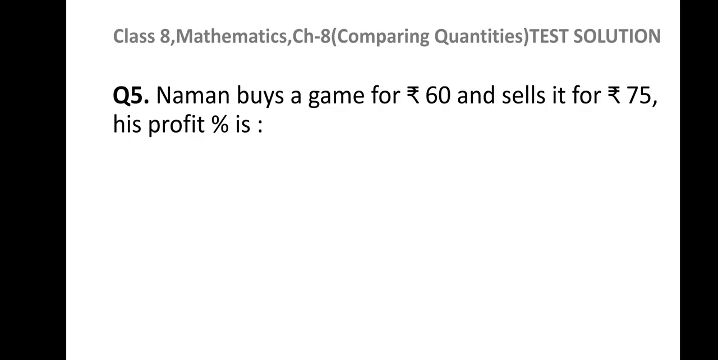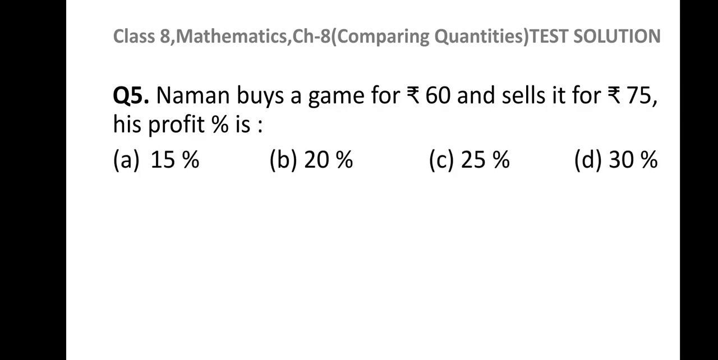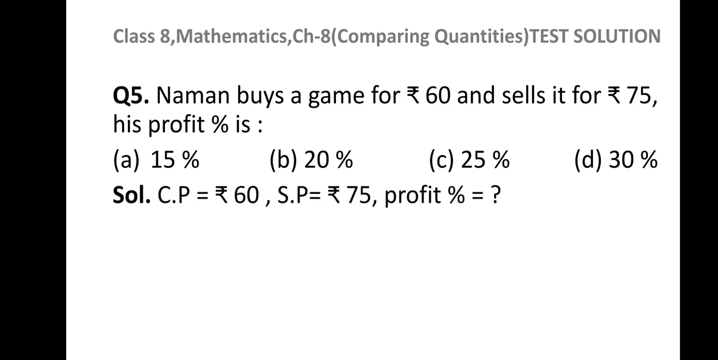First of all, we need to find profit and then we will be finding profit percent. So how we will do it? Let's see. The options are 15%, 20%, 25% and 30%. CP is given to you as 60 rupees. SP is 75 rupees. Profit percent we need to find out. Profit is equal to SP minus CP, that is 75 minus 60, that will be 15 rupees.